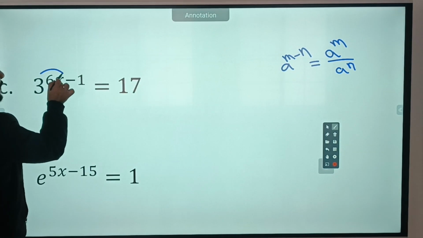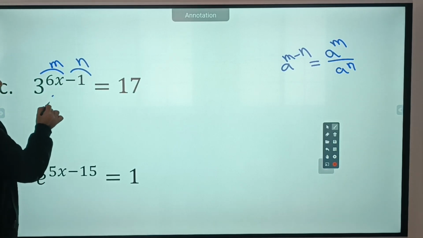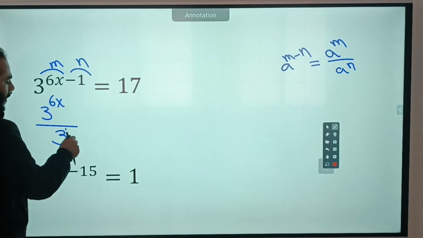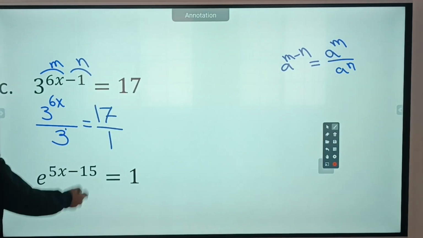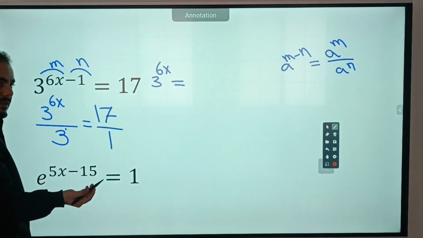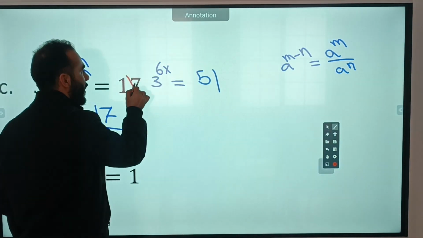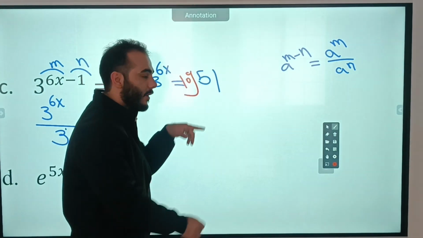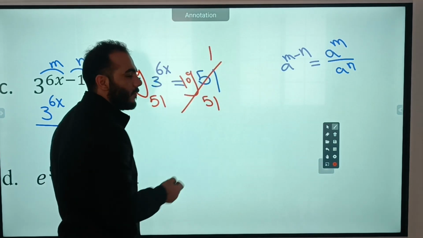So our m is 6x, our n is 1. So let's say 3 powered by 6x over 3 powered by 1, which is 3. No need to write 3 powered by 1. Equals 70. Right now, do a cross product for me, please. 1 times 3 powered by 6x, 3 powered by 6x. 3 times 17, 51. Now take the logarithm for both sides. Log with what base? The base should be equal to this number, 51, in order to cancel this side. So this is going to become 1.